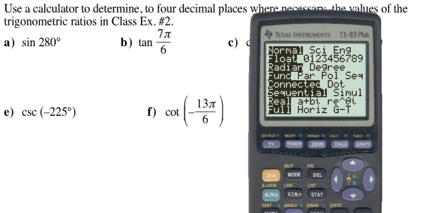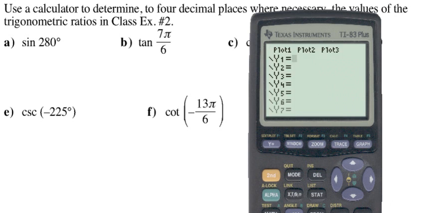If you want degree mode, use your arrow keys. Get down to where the flashing cursor is over degree, hit enter. Degree turns black. You're now in degree mode. So now if you put in the sine of 280, technically you don't have to close those parentheses, but please make a habit of it. You'll be glad you did later.